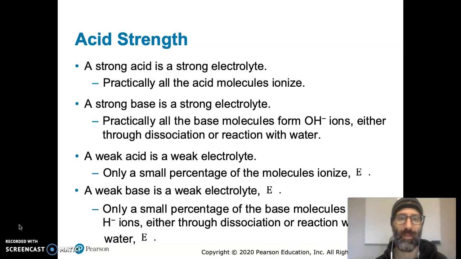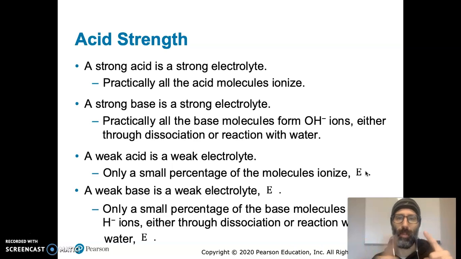Same with strong bases. With weak acids and bases, it's a double arrow. So again, this arrow here should be a double arrow. And that means there's an equilibrium. There's a reverse process and a forward process. Most of it is going in the reverse direction, meaning that very little of it is going to dissociate or ionize in water.